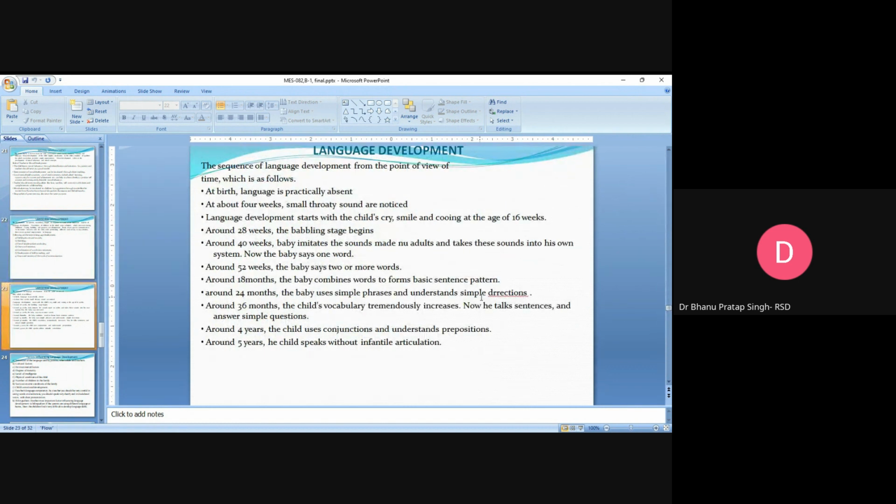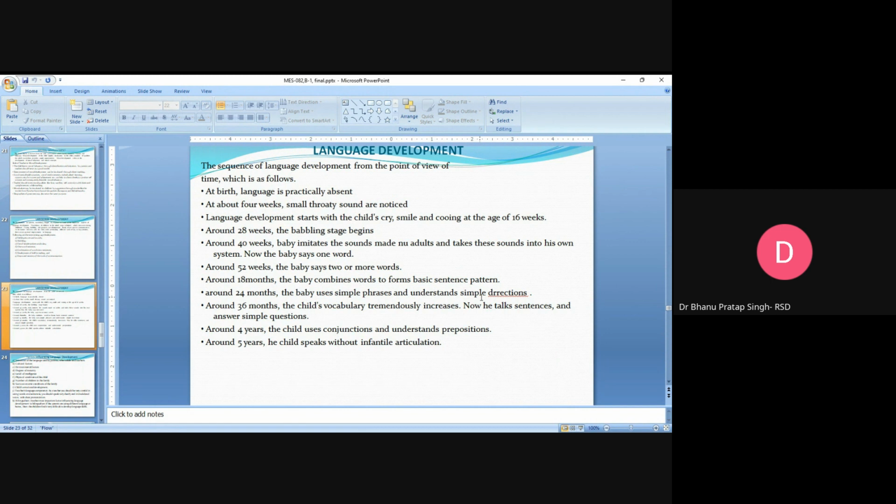Language development from the point of view of time is as follows: at birth, language is predictably absent. At about 4 weeks, small throaty sounds are noticed. Language development starts with the child's cry, smile, cooing at the age of 16 weeks. Around 28 weeks, the babbling stage begins. Around 40 weeks, the baby imitates the sounds made by adults. So now the baby says one word. Around 50 weeks, these are the development ages.